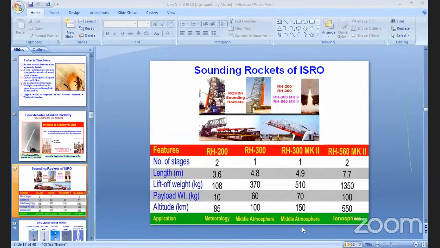The Liquid Propulsion System Center and the Space Application Center will also be working under the same department, the Indian Space Research Organization, along with the ISRO Telemetry and Command Tracking Network System, called ISTRAC. All of these work under the guidance of Vikram Sarabhai, the father of Indian space development.